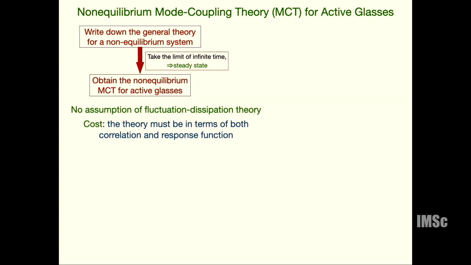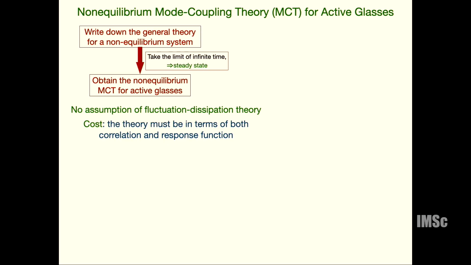active systems. So the approach that we have taken is the following: we write down the general theory for the non-equilibrium system. So this should even apply for an aging system. It doesn't require any approximation of the equilibrium. And then we take the limit of infinite time. So then we go to the steady state, and then obtain the non-equilibrium mode coupling theory for the active glasses.